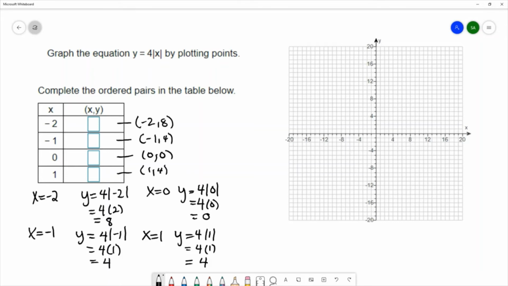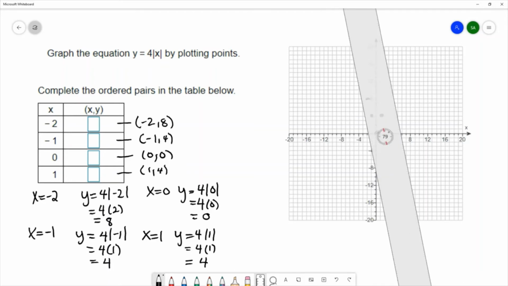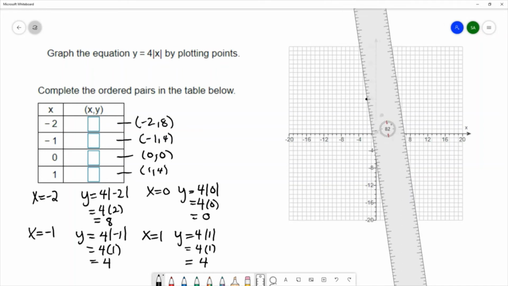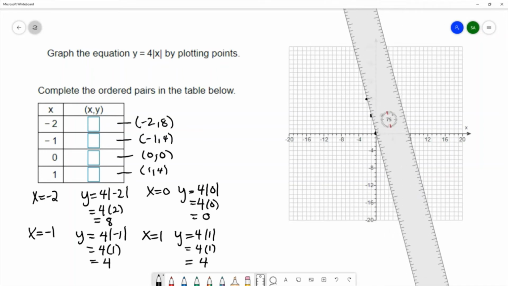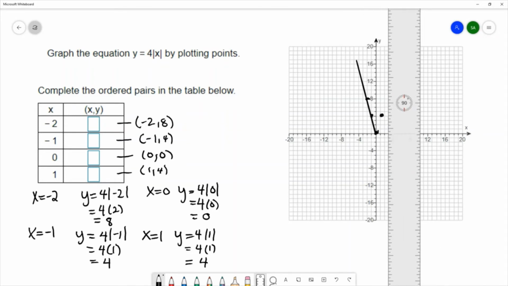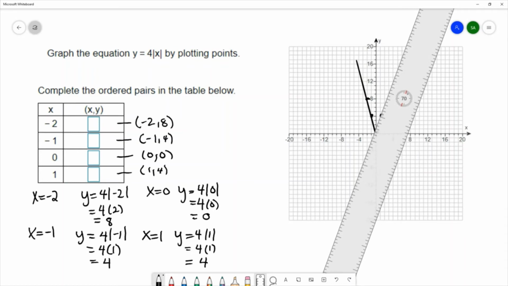We're going to plot these ordered pairs. Get -2, 8, -1, 4, 0, 0, and 1, 4. So we're going to get a V-shaped graph. Comes to a point at 0, 0. Like two straight lines that have been joined together.